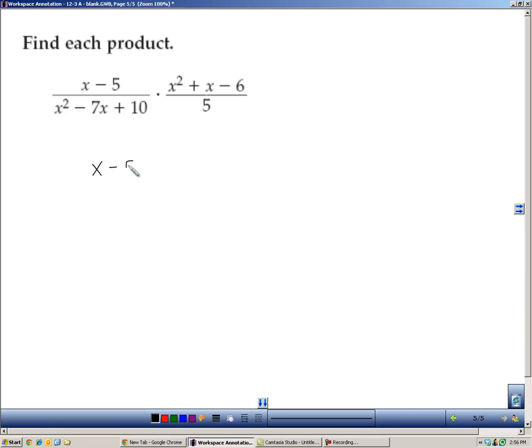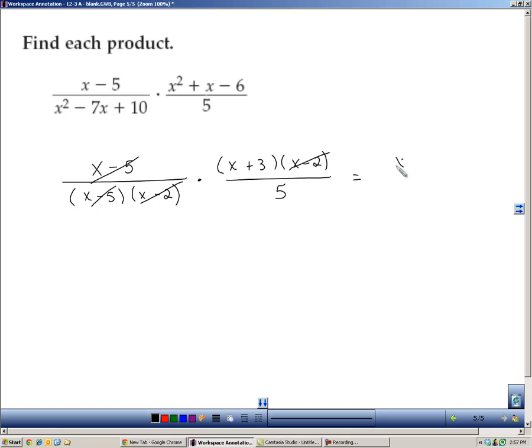So rewriting this, x minus 5 on the top. This one, x minus 5 and x minus 2, because negative 5 and negative 2 multiply to get 10, and they add to be negative 7. Here, 2 factors of negative 6 that add to be 1 are 3 and negative 2, and then the 5 on the bottom. Cancel the x minus 2's, cancel the x minus 5's, leaving x plus 3 over 5.